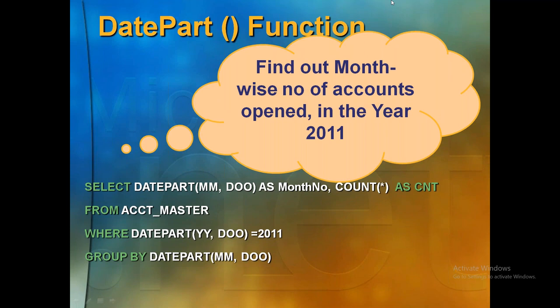Find out month-wise number of accounts opened in the year 2011. Display the data based on the month number in ascending or descending order. If they say that, then definitely we sort by month number. If you want to display the month name, you can, but sorting has to be done with the help of month number only. Clear? Then only you will get Jan, Feb, March like that. Otherwise it is not going to give you the data like this.